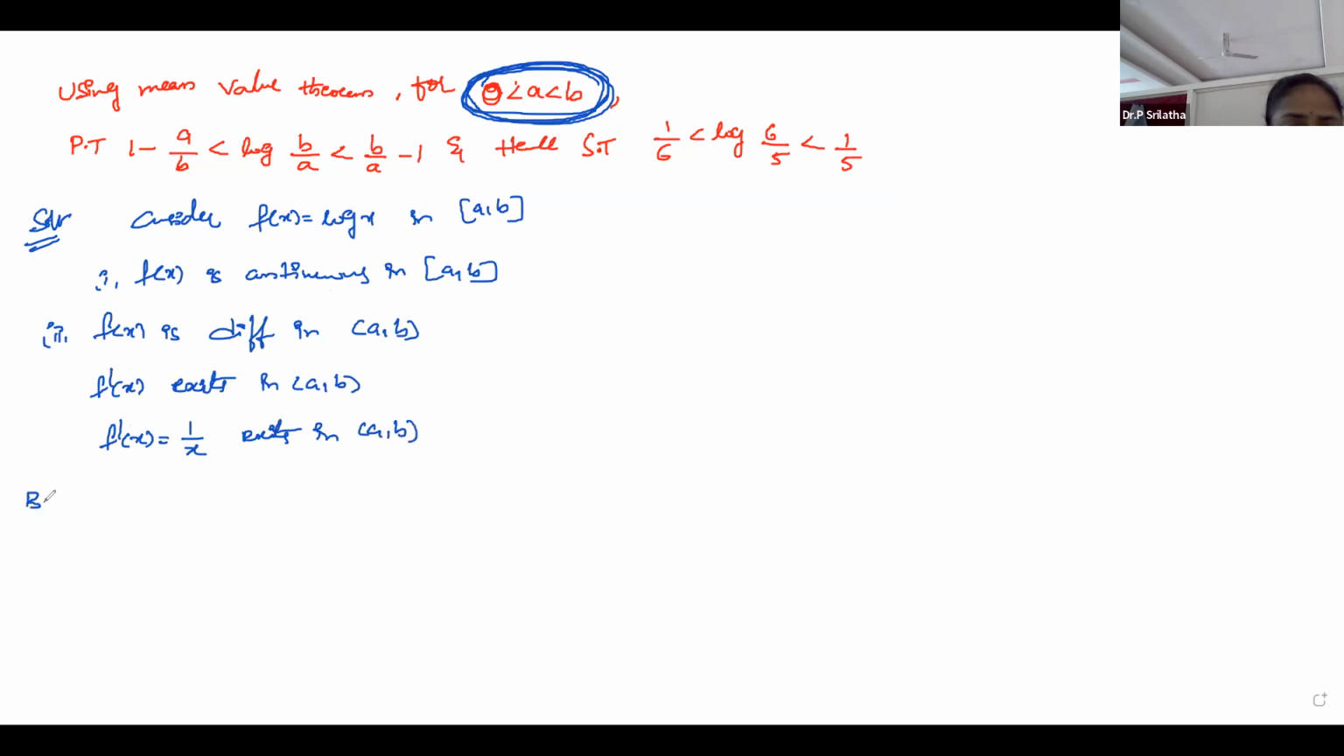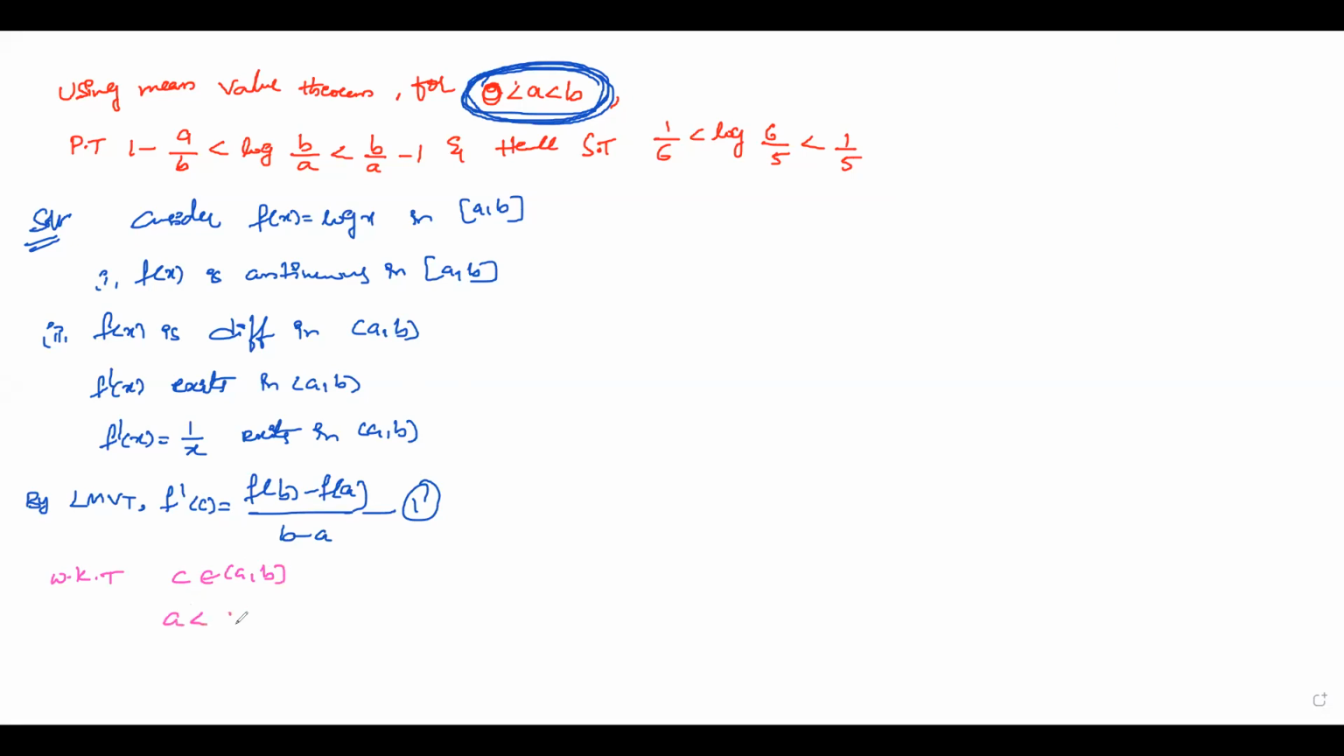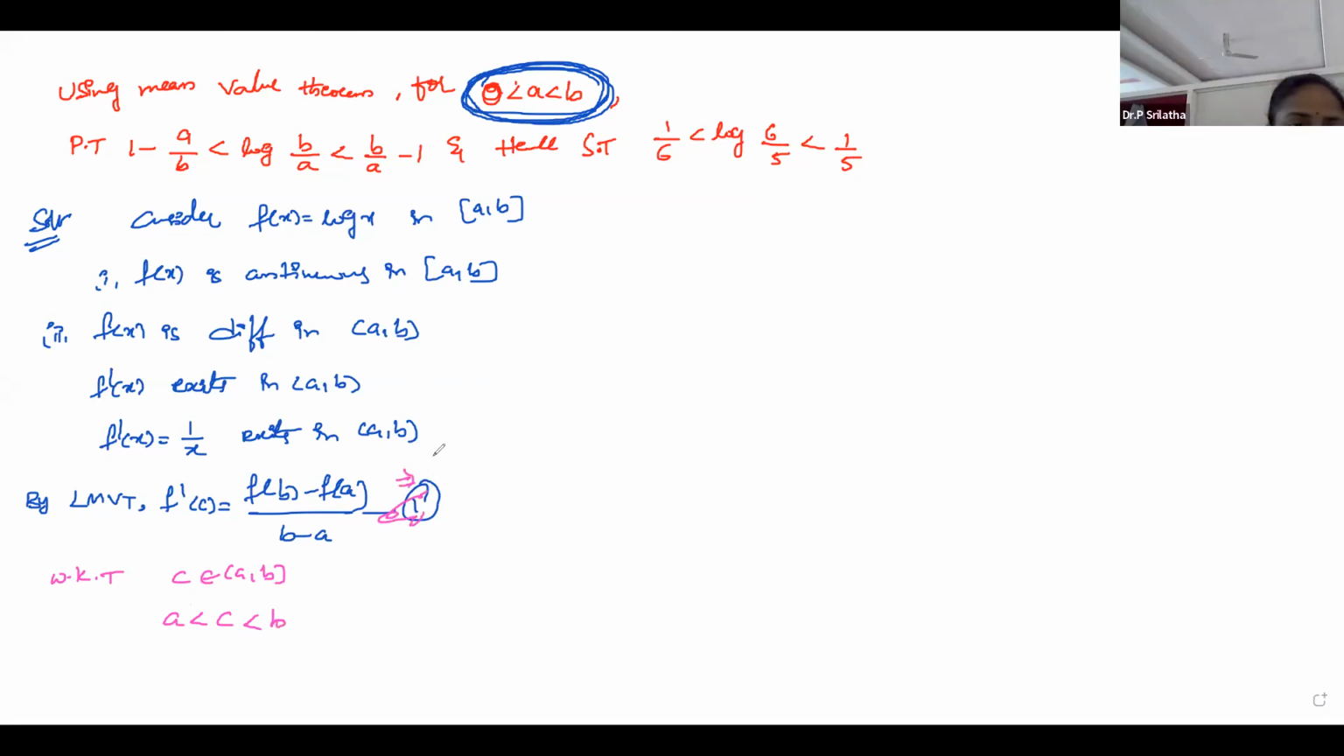Okay. So by Lagrange's mean value theorem, what is the formula? f dash of c equal to f of b minus f of a divided by b minus a. So let us consider this is equation 1, same procedure. So now we know that c belongs to open interval a comma b, isn't it? So what is the meaning of this? a is less than c is less than b. Okay. So before that, substitute here. So that is 1 by c is equal to, what is f of b?